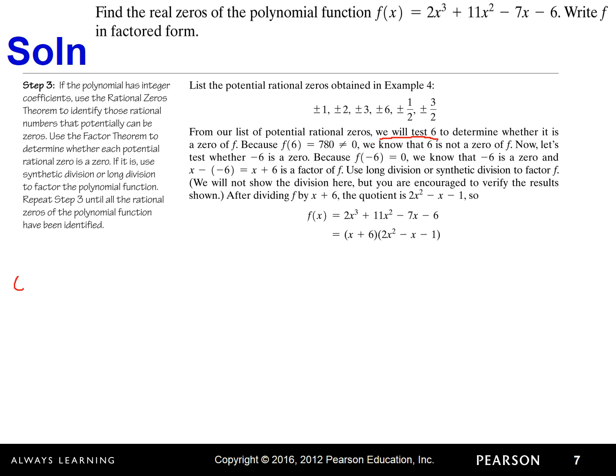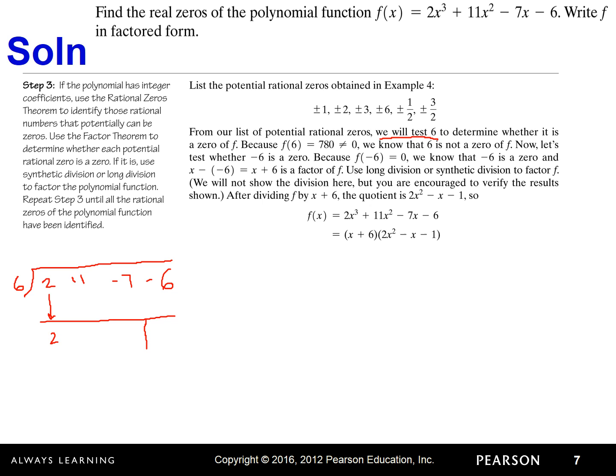We're going to do a synthetic division with 6 and coefficients 2, 11, -7, -6. As I said, synthetic division is fast and easy, and it'll tell us whether 6 is a 0. So we bring down the first number, 2, and we begin a process of multiply and add, multiply and add, multiply and add.